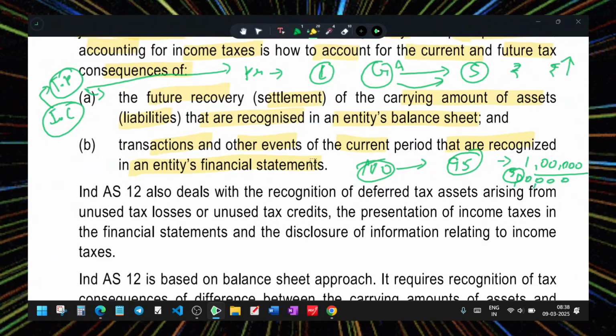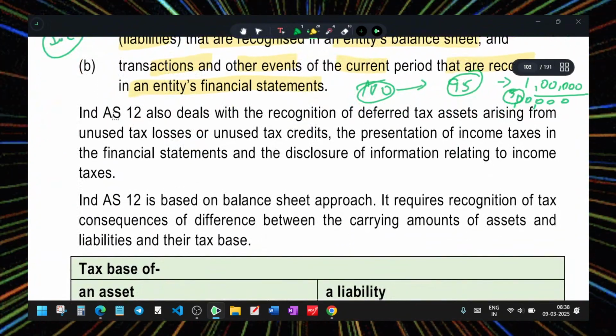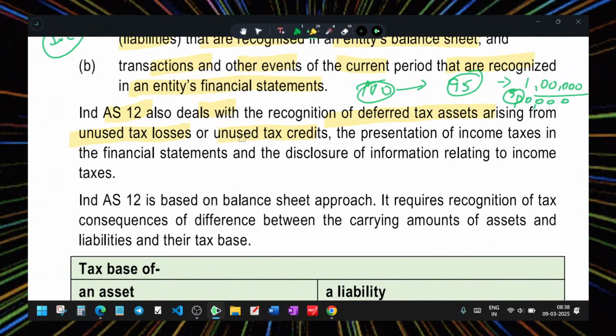So both things are to be taxed in the entity. Sometimes they should be recognized in the books of account, and that may be taxed in the future. Ind AS 12 also deals with the recognition of deferred tax asset arising from unused tax losses and unused tax credit. We will pay, we will make a MAT provision or AMT provision. AMT is for individuals, MAT for companies.